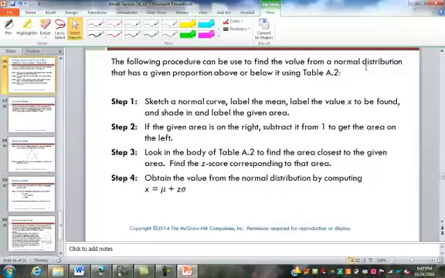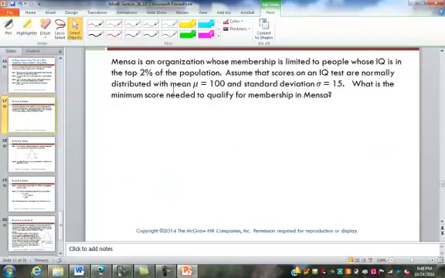So use this procedure to find a value from the normal distribution as that proportion above or below, or bracket it like we did where we found the 95% in the middle. We might look for finding percentiles. We'll look at those too. So we'll get back to that here in just a little bit.